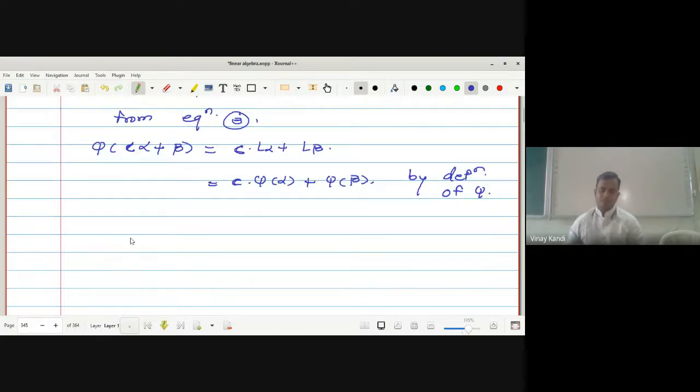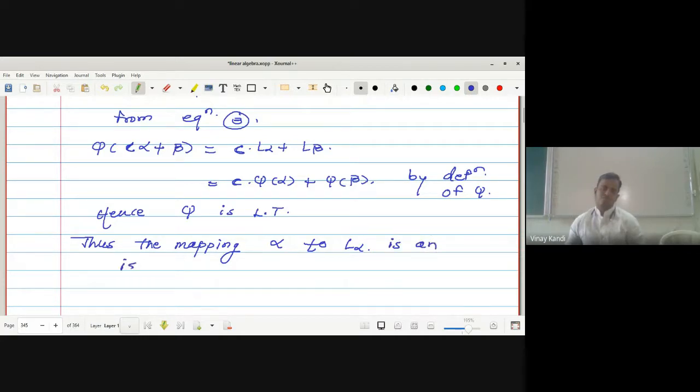Hence, the mapping is linear transformation. Hence, psi is linear transformation. Thus, the mapping alpha to L alpha is an isomorphism of V onto V double star. Okay, any doubt?